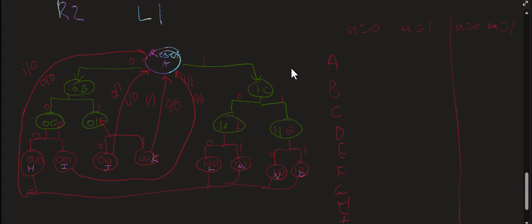Where does A go to? B and C. And what's its output? 0, 0. Where does B go to? D and E. And what's its output? 0, 0. Where does C go? F, G. And its output? 0, 0. D goes to H, I. 0, 0. E goes to J, K. 0, 0.